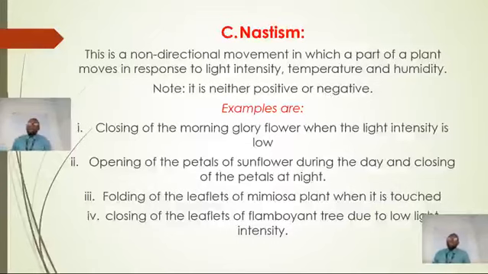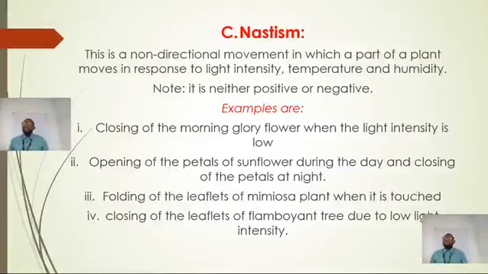Now let's go to another type of response, which is nastism. It's not when you say you are nasty. This is a movement or response to external stimuli. Now, this nastism is different from that of tropism and taxis or the taxism. How is it different?